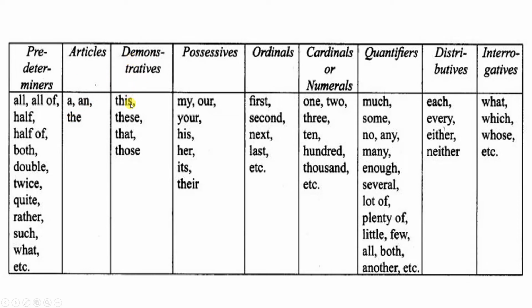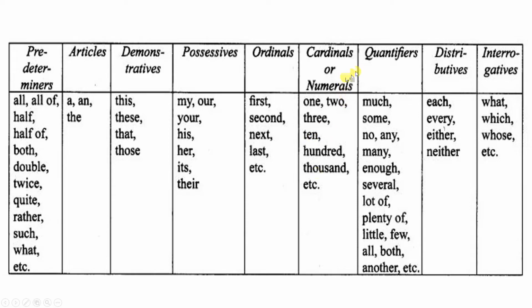Demonstrative determiners: this, these, that, those are demonstrative determiners. Possessive determiners: my, our, your, his, her, its are the possessive determiners. Ordinals: first, second, next, last, etc. are the ordinals. Then cardinals or numerals: 1, 2, 3, 10, 100, thousands, etc.